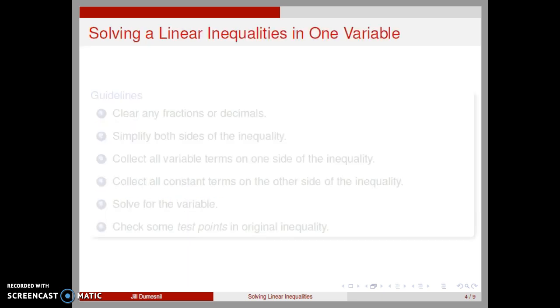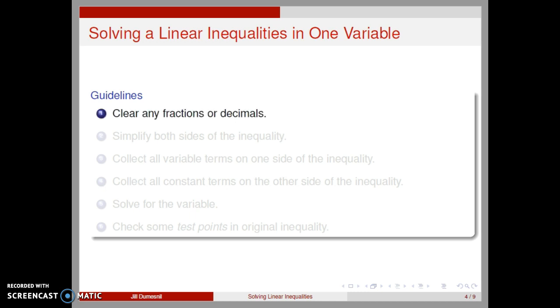To solve a linear inequality, we apply the properties of inequalities appropriately. Some guidelines can be useful, but guidelines are not hard and fast rules. They are simply suggestions for how to solve the linear inequalities. First, clear any fractions or decimals by multiplying by an appropriate constant on both sides of the inequality. Be careful, though, about multiplying by a negative quantity on an inequality, because you have to remember to reverse the inequality sign.